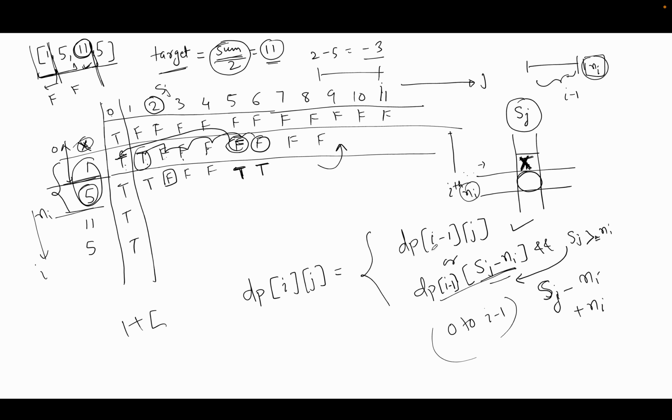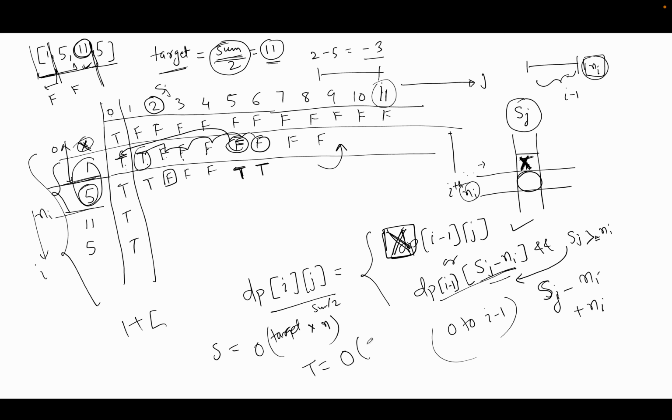Similarly, fill all the other values, and if you come here, the last value, we will check whether it's true or false. If it's true, then that means using all the elements, we can make 11. So this is one approach, the DP approach. So the space we require is target, which is nothing but sum divided by 2, multiplied by n, where n is the number of elements. And the time complexity is again the same thing. We are filling this table, and for each cell we need some 2-3 comparisons. So O of target multiplied by n.